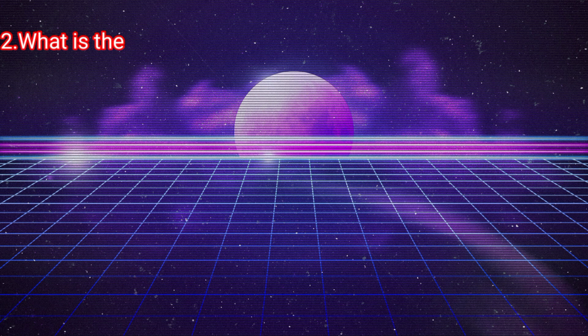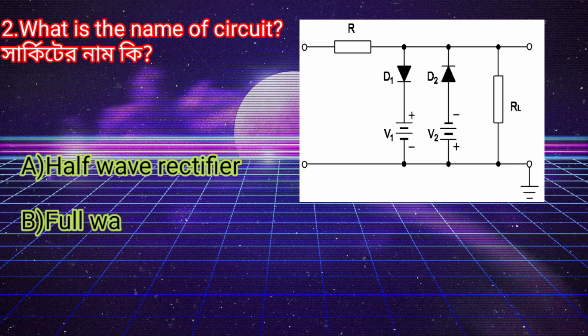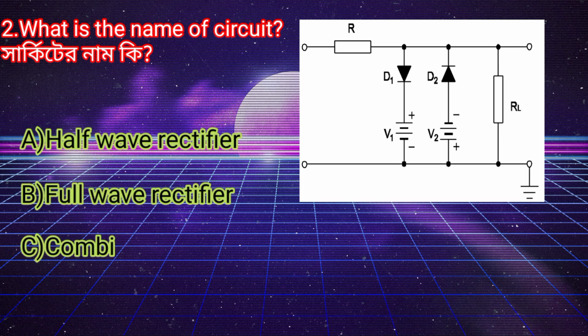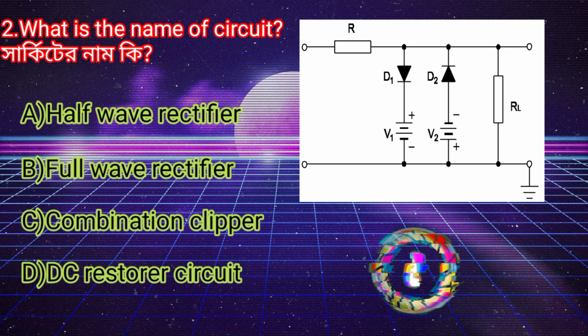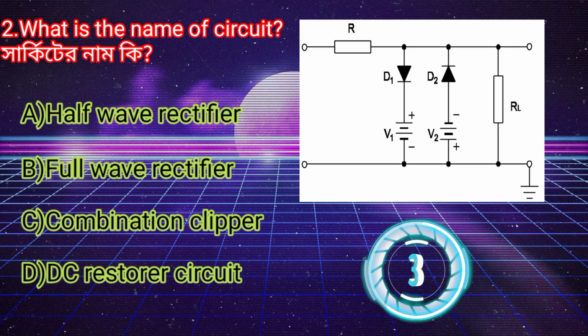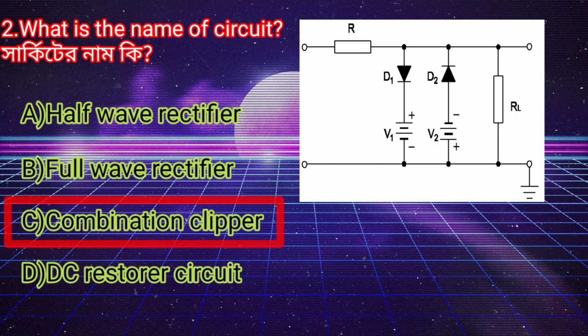What is the name of circuit? Option A, half wave rectifier. Option B, full wave rectifier. Option C, combination clipper. Option D, DC restorer circuit. উত্তর হবে option C, combination clipper.